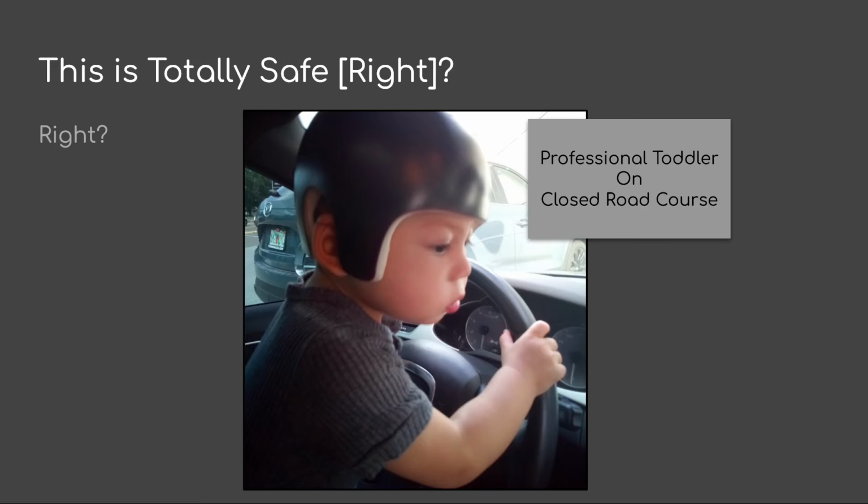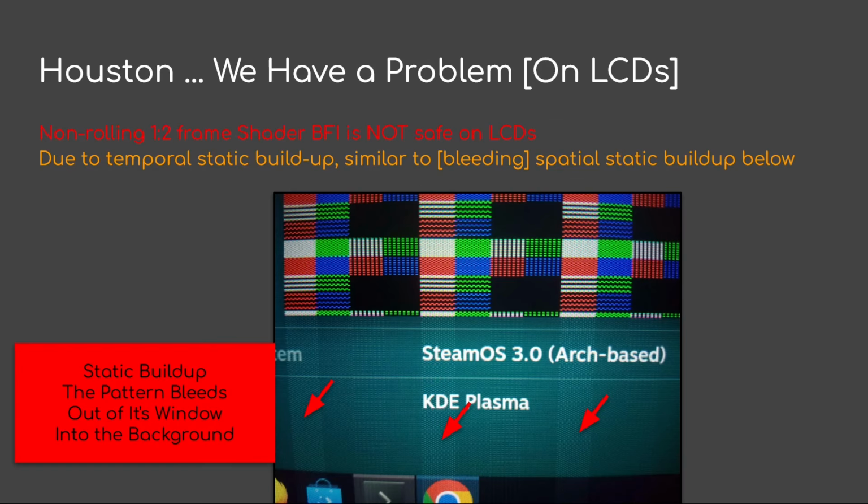So this is totally safe, right? Okay, we have one problem. The same problem I talked about in my last talk about CRT scaling. If we're doing 1 to 2 ratio stuff, shader BFI is not safe in LCDs. This is due to the temporal static buildup.